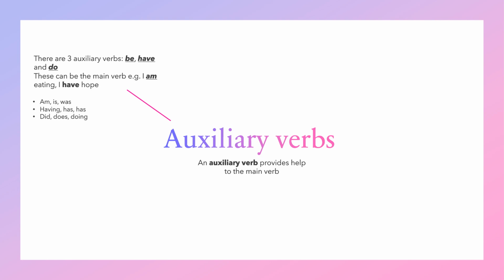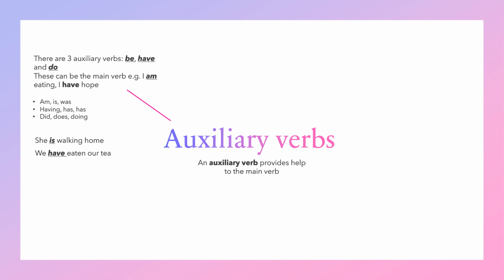For have, you've got having, has, and had. Do, you've got did, does, and doing. A few examples. She is walking home. In this sentence, the main verb is walking, but the auxiliary verb is "is" because you can't just have the sentence "she walking home" because that doesn't really make sense. But "is" is there to provide help to the main verb, which is walking.